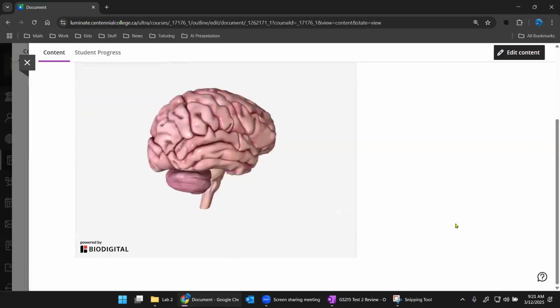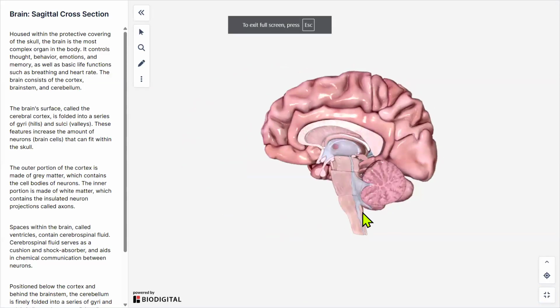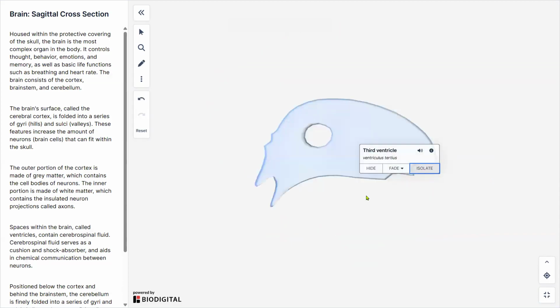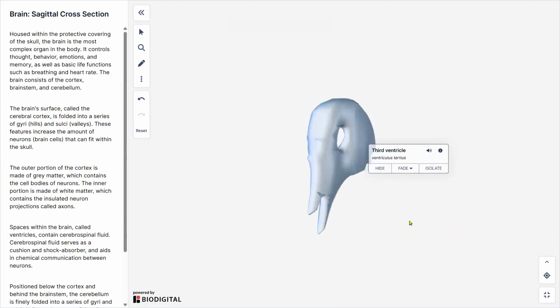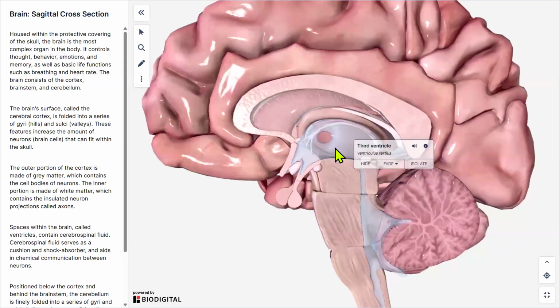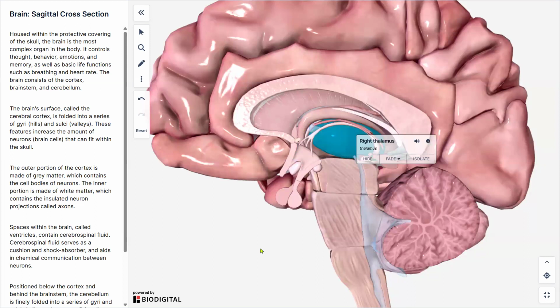Okay. Third ventricle. Sure, sure. The third ventricle is right here. This is the third ventricle. I can isolate it for you. There it is. Right. Very thin. On each side of the third ventricle is going to be the thalamus. See, I delete the third ventricle. This ball right here, that's the thalamus.